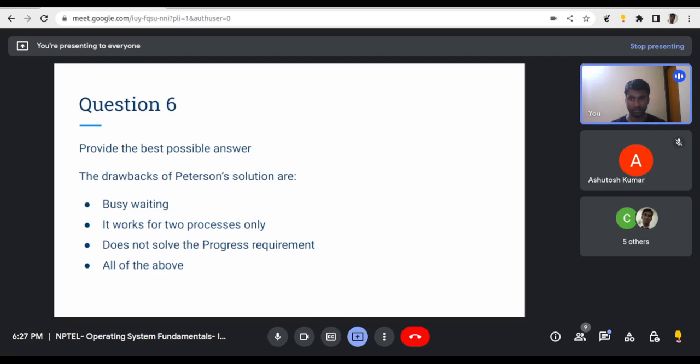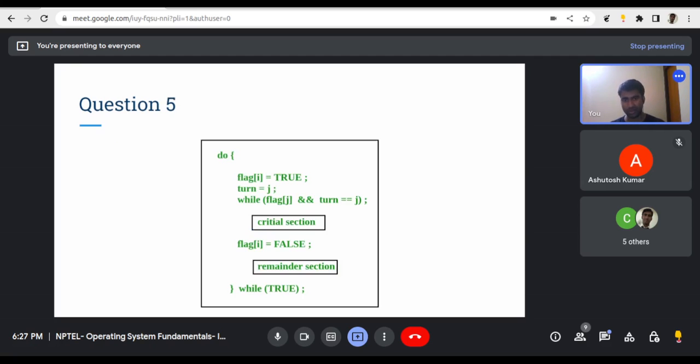Before going into the solution, let's get back to the algorithm again. What mutual exclusion says is that only one process will get entry into the critical section. That is obviously satisfied, because either process I or process J will get entry into the critical section.